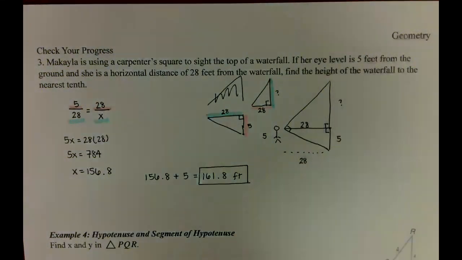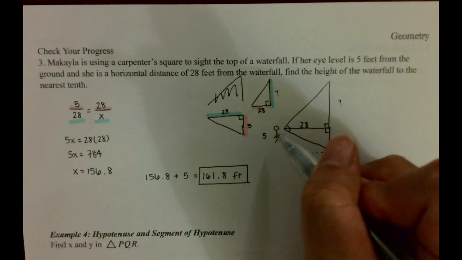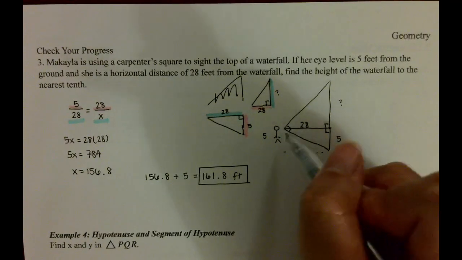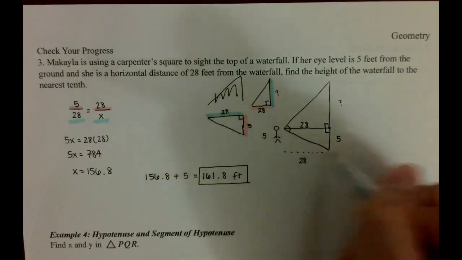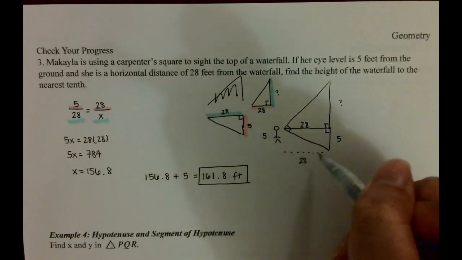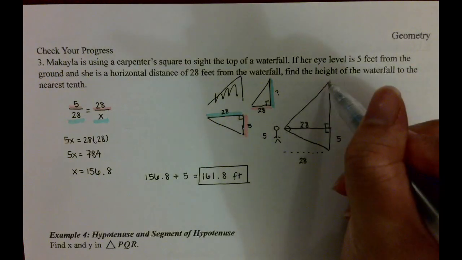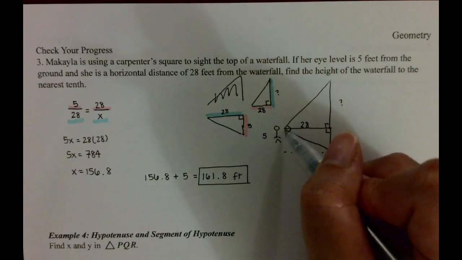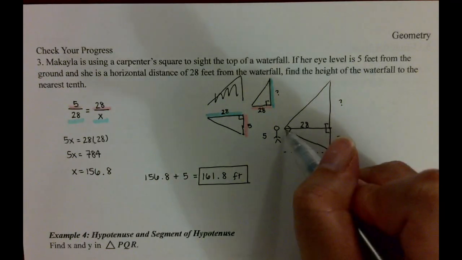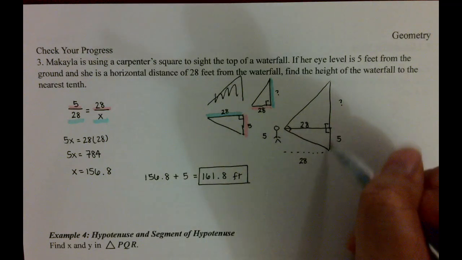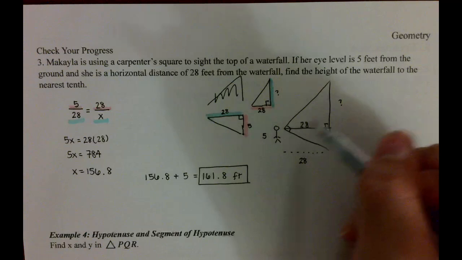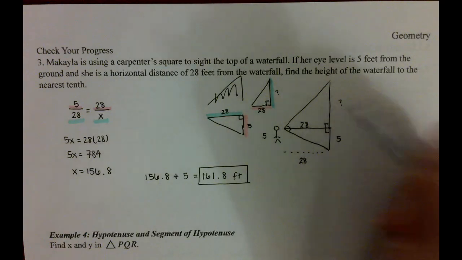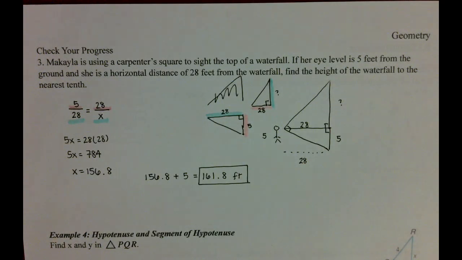Here's Michaela using a carpenter's square to sight the top of a waterfall. Her eye level is 5 feet above the ground, and she's a horizontal distance of 28 feet from the waterfall. This is her looking up at it, and this is her looking down to the ground. So this is 28 feet, and this is 5 feet because that's where her line of sight is from the ground. And up to here is the top of the waterfall, which is what we want to figure out.